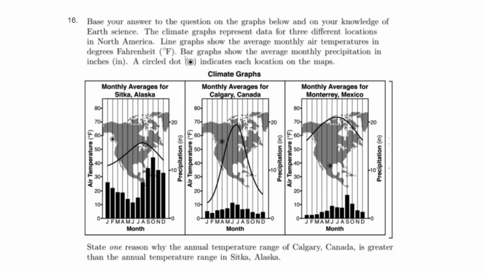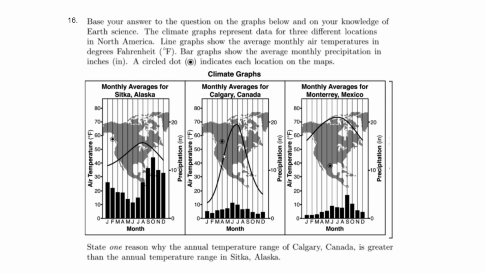Remember, the circle dot indicates the location, right? So Sitka, Alaska is right here. Canada is right here, and then Mexico is right here. Okay, and this is showing the month on the x-axis, and the y-axis is showing the air temperature within those months. Notice that Sitka, Alaska's temperature goes high and then low, but Calgary, Canada's temperatures go really high and then really low. And then in Mexico, it doesn't go as high and as low, and the temperature change isn't as drastic as Canada, is what I mean.